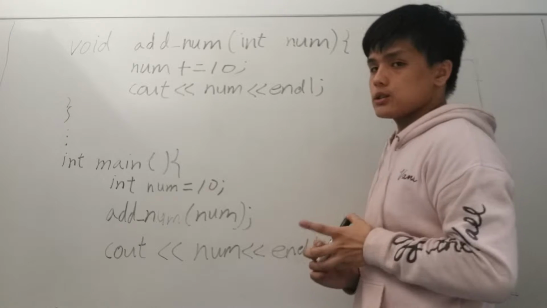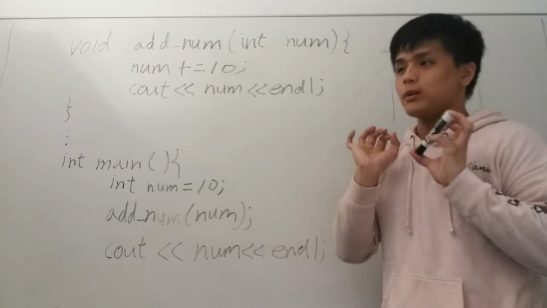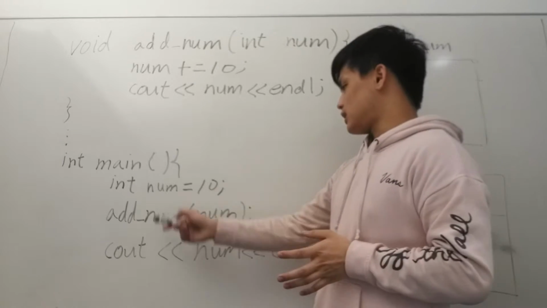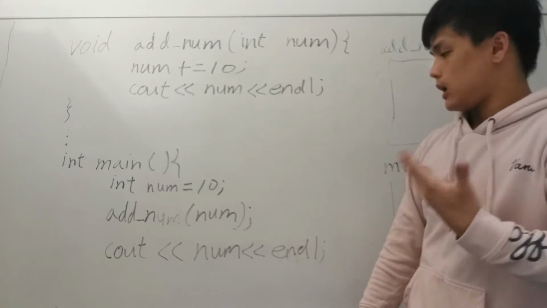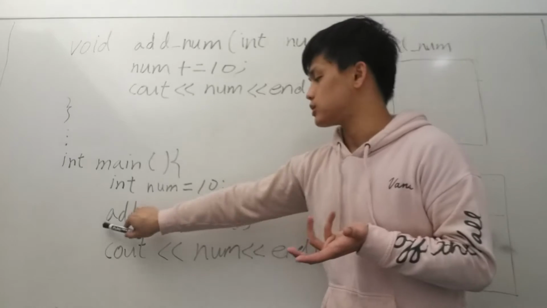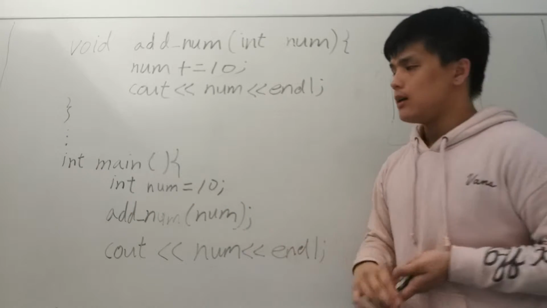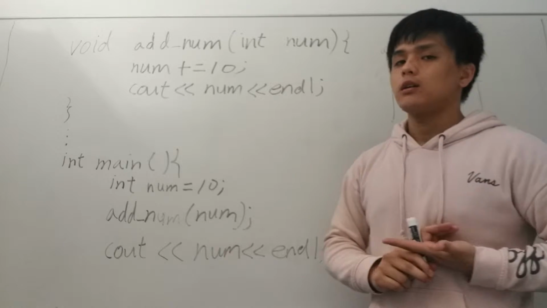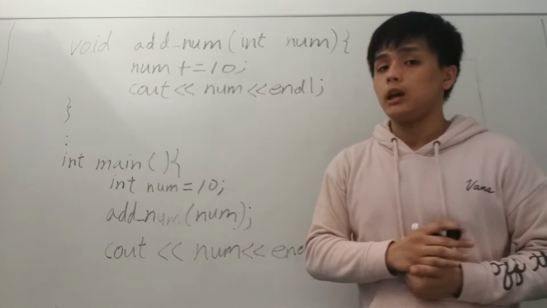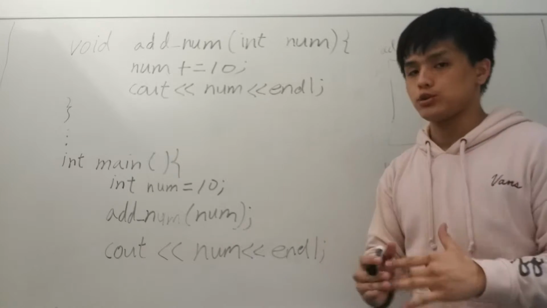So one of the most crucial things that you have to really make sure of today is, although we have a variable called num over here, we also have another variable called num over here, and in fact we're passing num into this function called add num as a parameter. They have the same name, but they do not refer to the same object. I have to emphasize it again. They have the same name, but they do not refer to the same object.